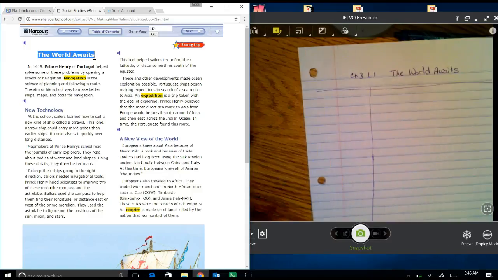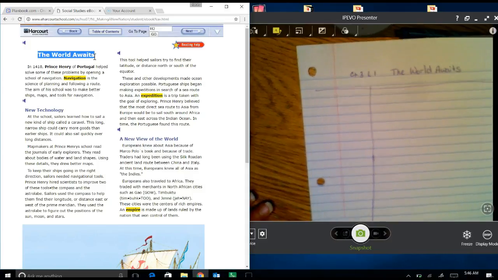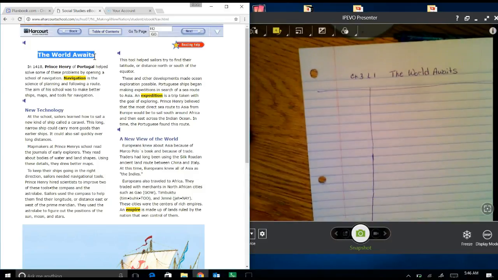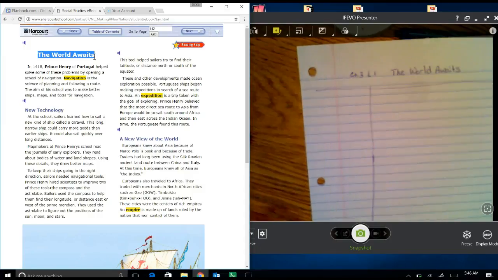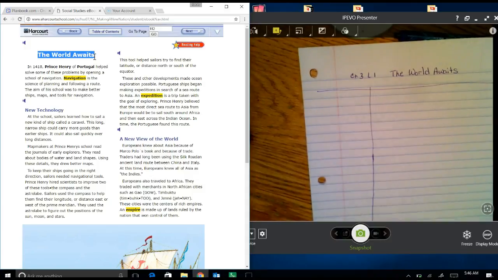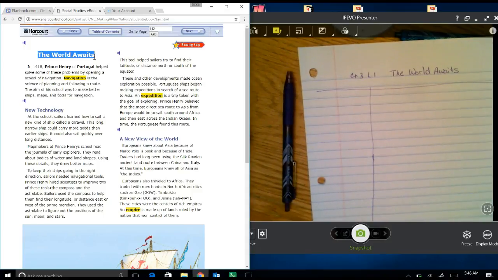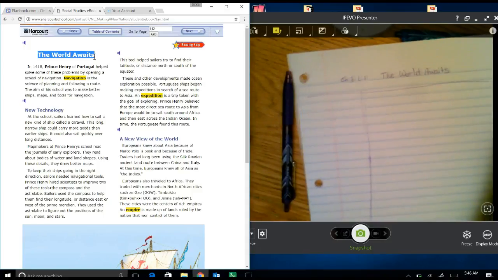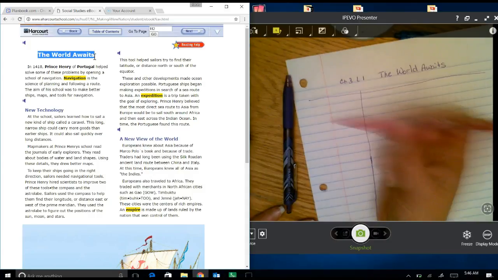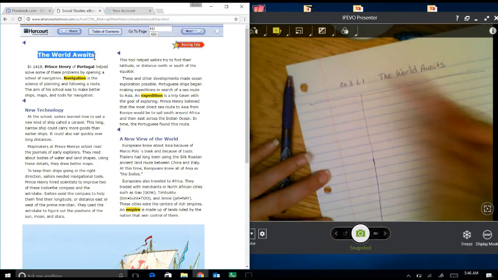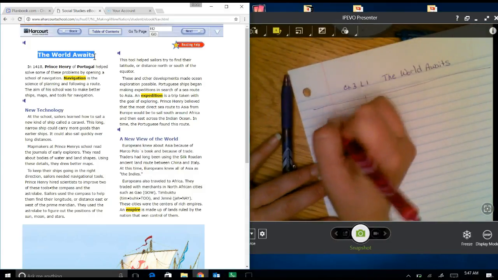Okay, in 1418, Prince Henry of Portugal helped solve some of these problems by opening a school of navigation. Navigation is the science of planning and following a route. The aim of his school was to make better ships, maps, and tools. Well, I think Prince Henry as well as navigation are probably going to be pretty important there. So I'm going to go back to my pink for my vocab. Okay, and I'm going to put Prince Henry.